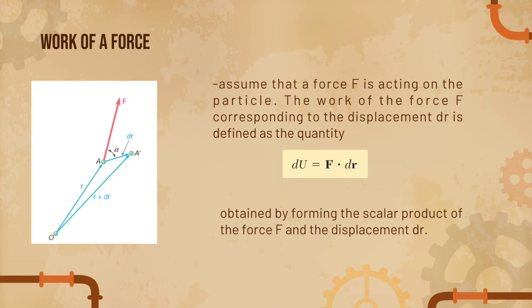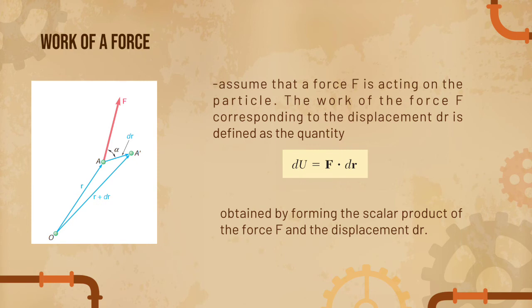Work of a force. We will first define the terms displacement and work as they are used in mechanics. Consider a particle which moves from point A to a neighboring point A prime. If r denotes the position vector corresponding to point A, the small vector joining A and A prime can be denoted by the differential dr. The vector dr is called the displacement of the particle.